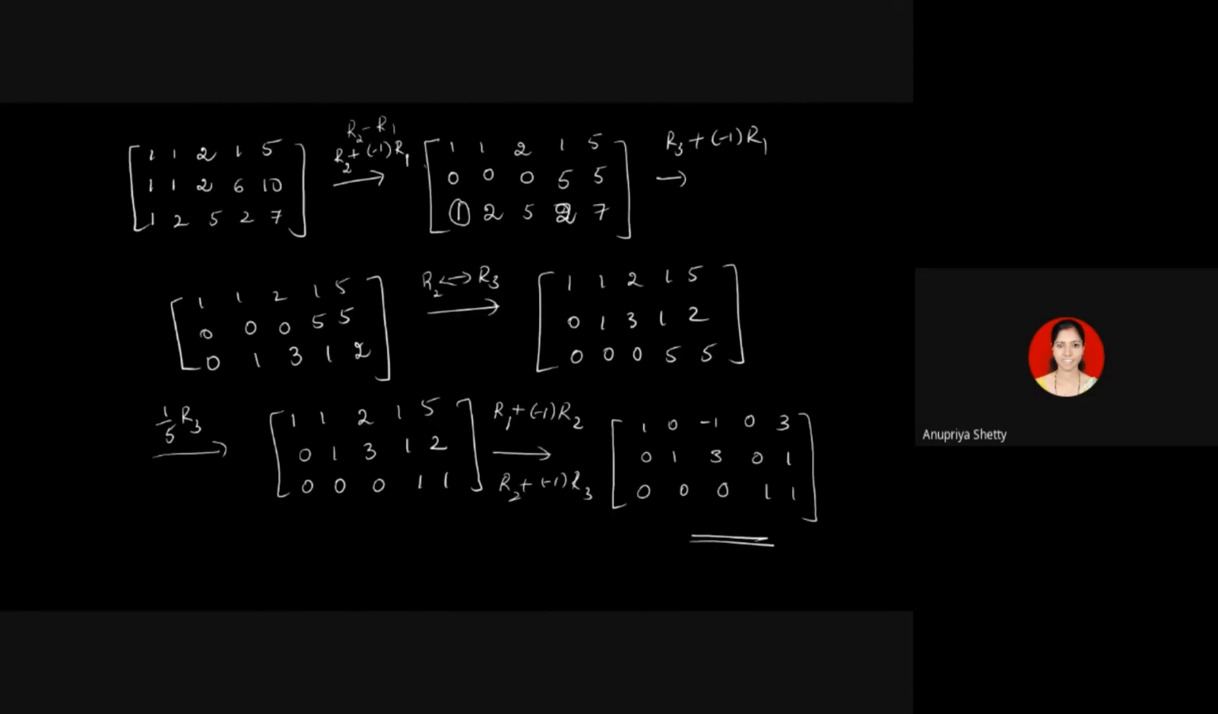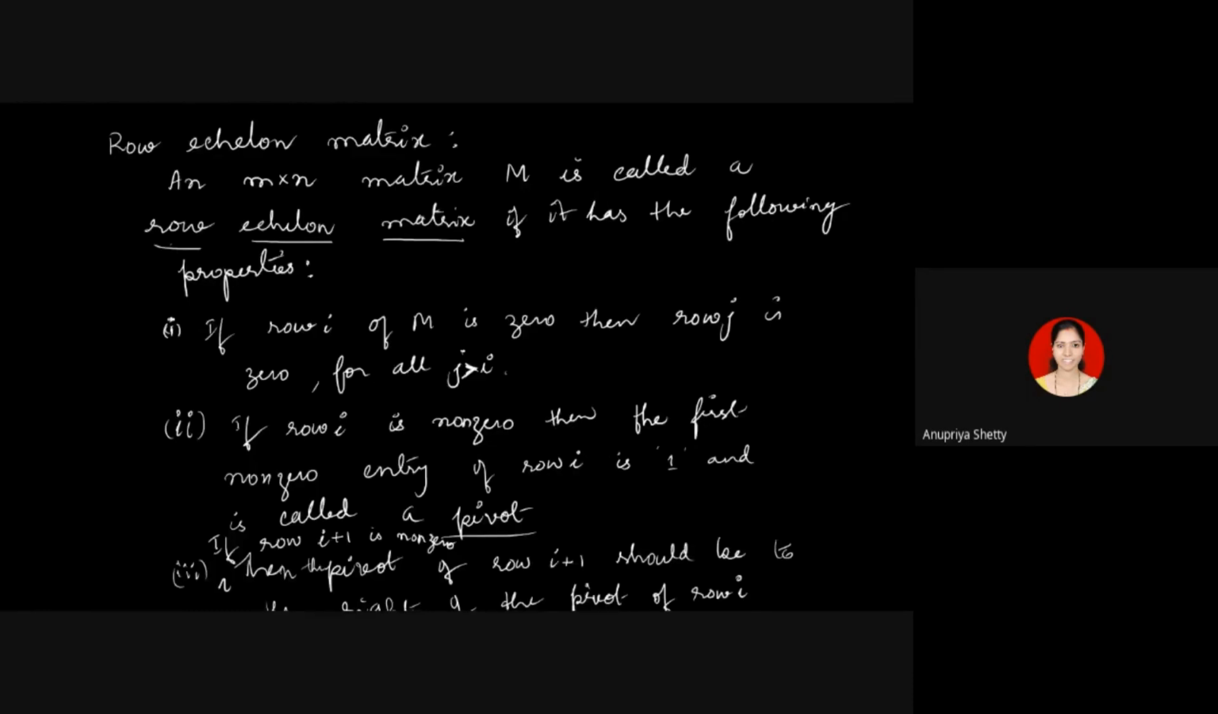Now again look at the previous matrix here, the last matrix. There is a pivot here, and look at the pivot of the next row. It is to the right side, right? It is to the right side of this one. If I take the pivot of the first row, the pivot of the second row is to the right side. And if I look at the pivot of the third row, it is to the right side of the pivot of the second row. So that's how the pivots should be. Pivot in the next row should be to the right of the pivot in the previous row. That's the third condition.